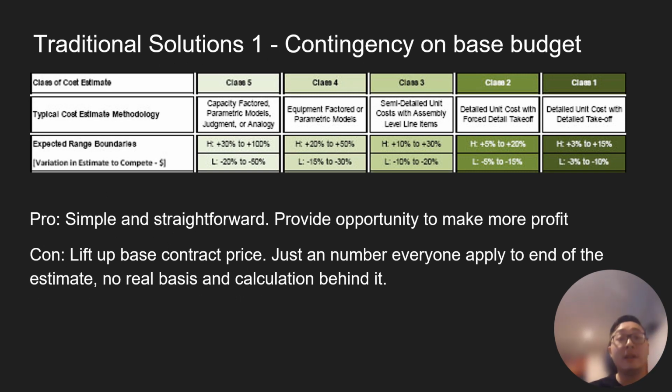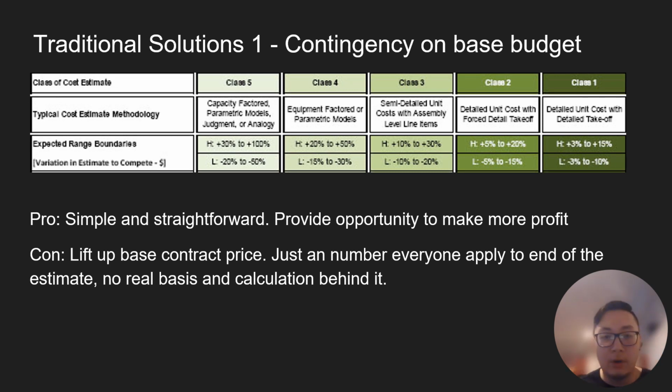So there are a couple of traditional solutions. First of them, contingency on the base budget, which is a really common estimating technique, or I would say practice. What you do is you have your base estimate, you apply a contingency percentage on top, and there you go. You have your estimate. You base it on how finished the drawing is. It could range from 0% all the way to 20%.